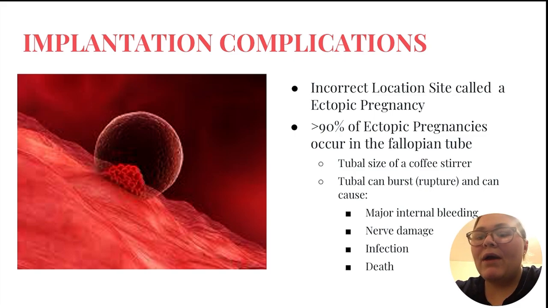So, going back to the previous slide, when the egg leaves the ovary, it's carried down the fallopian tube and is supposed to implant in the uterus. But if it doesn't implant in the uterus lining, that's what we call an ectopic pregnancy or incorrect location site. Now, the tubule can burst or rupture and cause major internal bleeding, nerve damage, infection, and death.